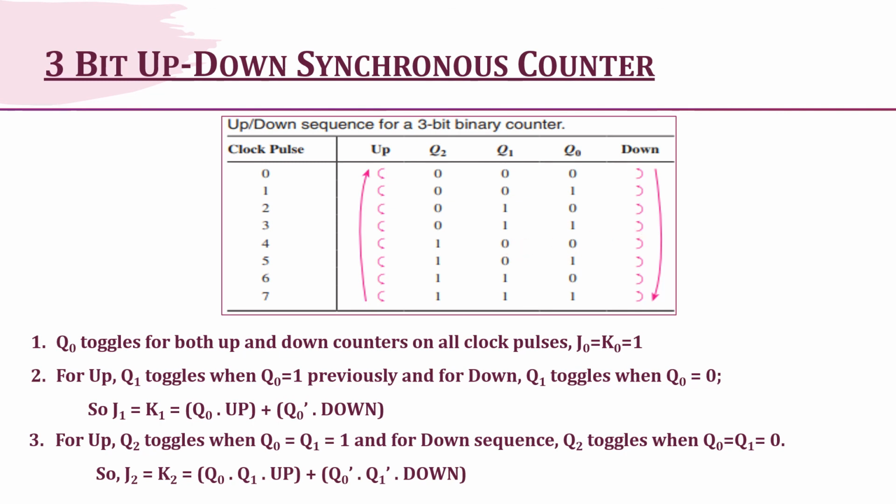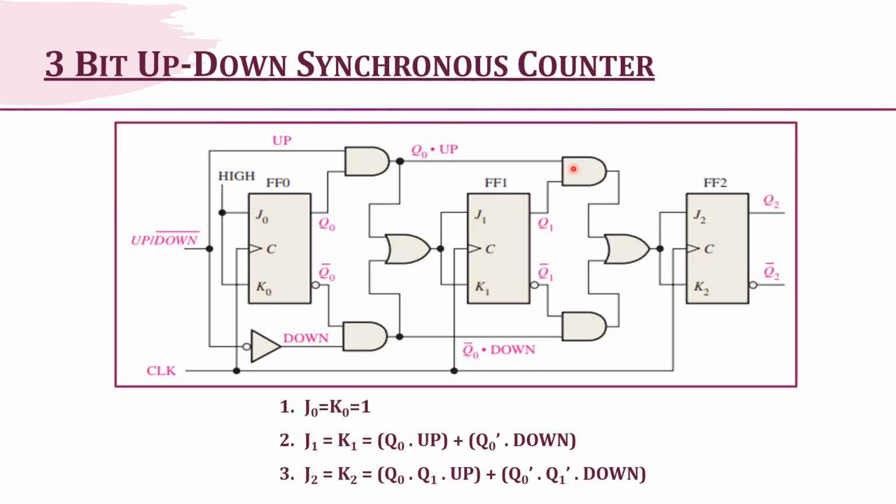Okay, now let's draw the corresponding logic diagram. First, we need to draw 3 JK flip-flops. Label its input terminals as J0, K0, J1, K1 and J2, K2. All these 3 flip-flops should be driven by the same positive edge triggered clock. So using the same clock, all the 3 flip-flops need to be triggered. Then the first flip-flop F0 should be connected to logic 1.